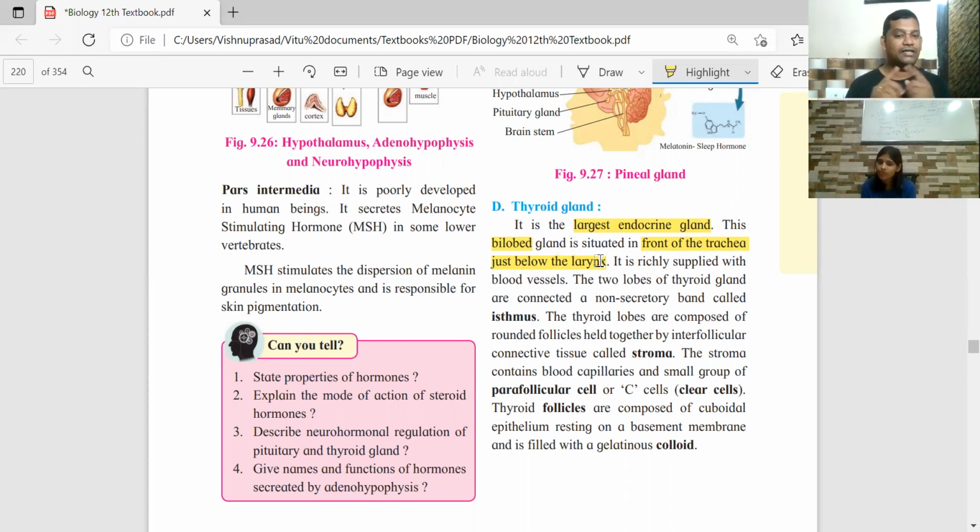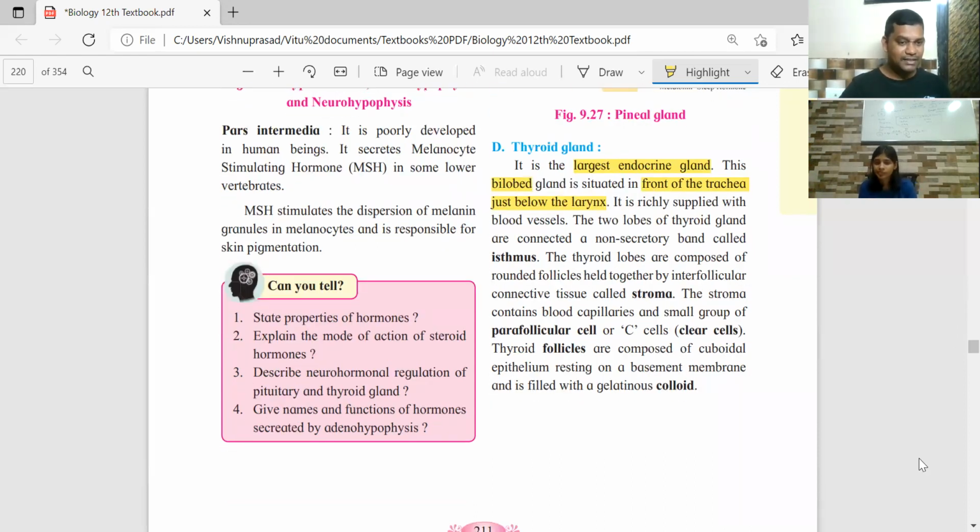Okay, and in the throat region you have the larynx. What is the larynx also called? Voice box. Yes, the larynx is also known as the voice box. So just below that voice box is the thyroid gland located. Whenever the correct address of any gland is asked, you have to give it very specifically. You cannot say it is just located in the throat region. Okay, and it has got a good supply of blood vessels.